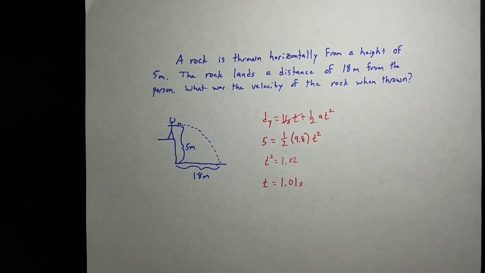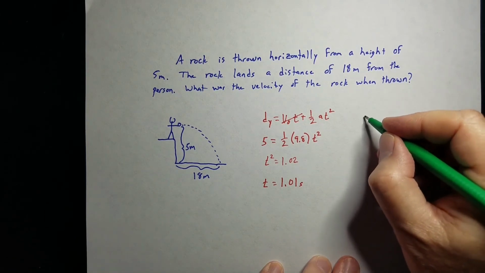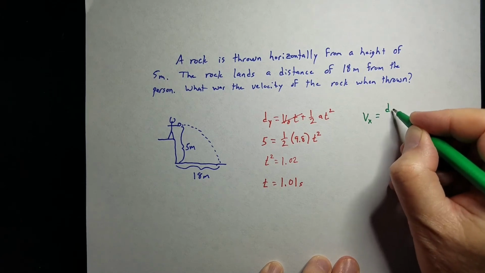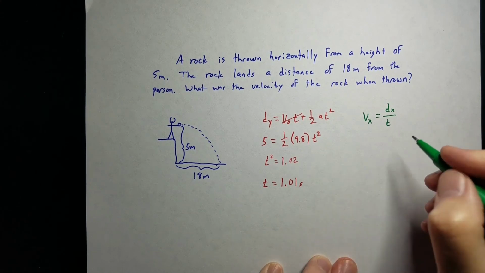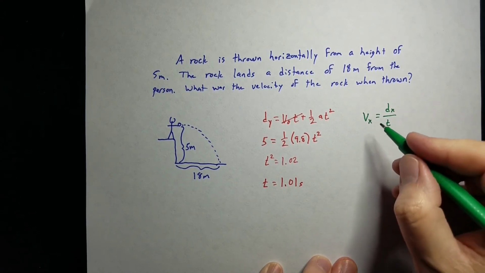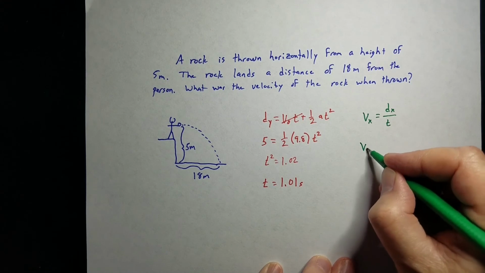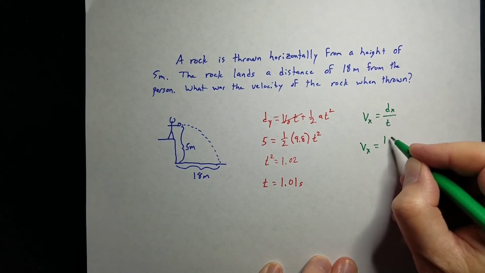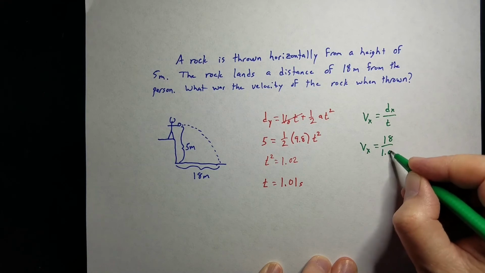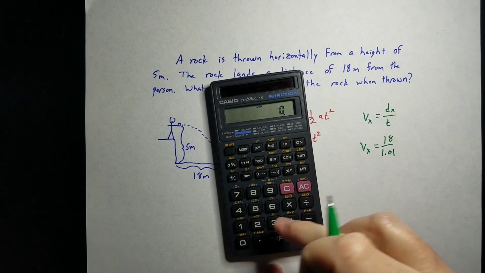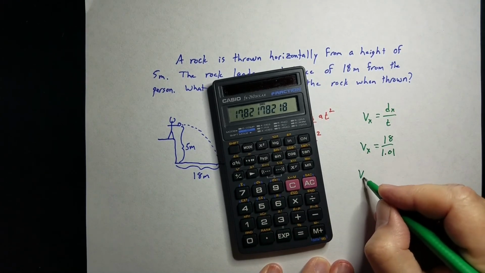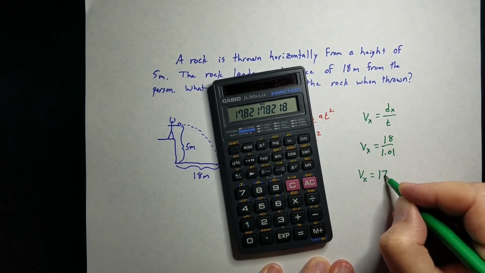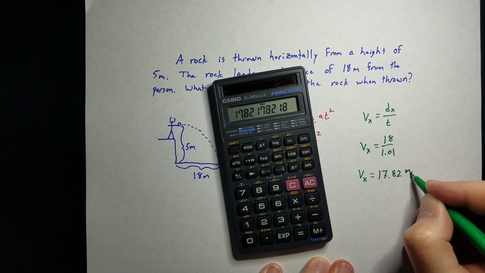Now to figure out the velocity, well, that's a horizontal thing, and horizontally we've been using this because there's nothing that's going to affect it horizontally, so it's going to move at a constant speed. So we're looking for Vx. We know dx is 18, and the time was 1.01. Well, 18 divided by 1.01 gives me my horizontal velocity of 17.82 meters per second.